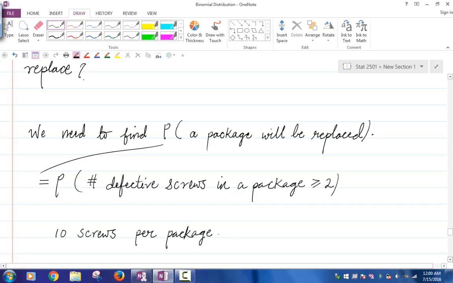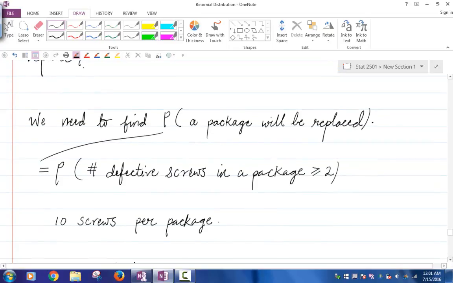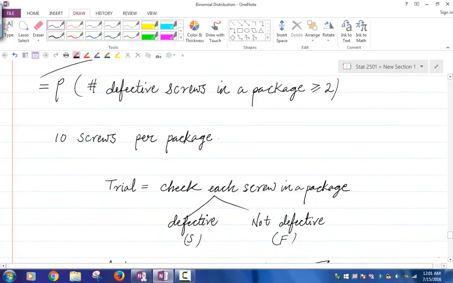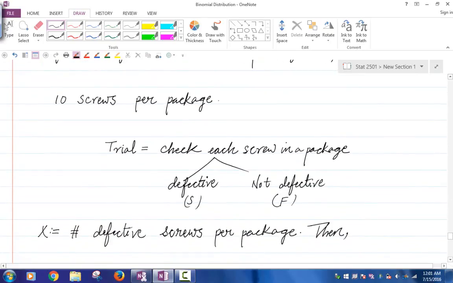So notice that we have 10 screws per package, and so let's think about checking a package for defective screws. Let's think of a trial where the trial is checking each screw in a package. Each trial can result in a defective screw or a screw that's not defective. So success here will mean defective, failure will mean not defective. And so here we have 10 trials per package.